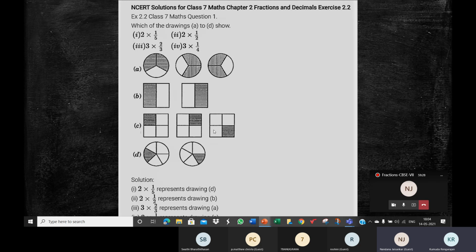Disable your mic. See the third one. So see, this is 1 by 4. This is 1 by 4. This is 1 by 4. So 1 by 4 plus 1 by 4 plus 1 by 4 is 3 into 1 by 4. And the last one is 1 by 5 plus 1 by 5, which is 2 into 1 by 5.